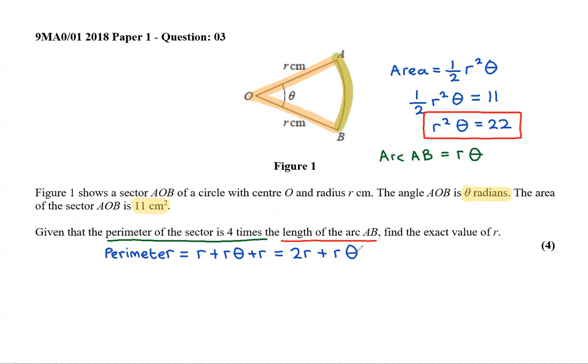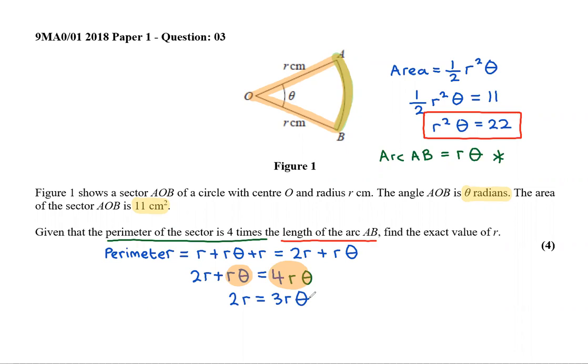So far, so good. We now know that we can set up an equation with this perimeter and the arc length because the perimeter, 2r plus r theta, is 4 times the arc length. So 4 lots of r theta from earlier, which is here. Now you'll notice we can actually solve this for theta. We have r theta on the left, we have 4 r theta on the right. I can collect those together. So if I subtract r theta from both sides, I'm going to get 2r is equal to 3r theta.